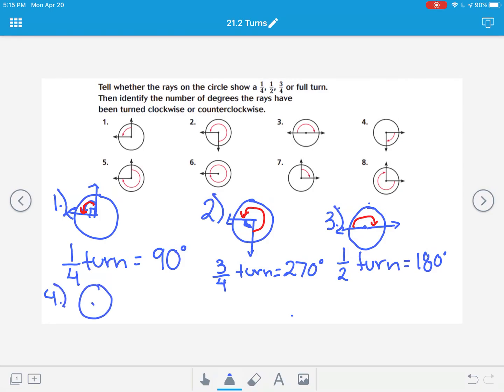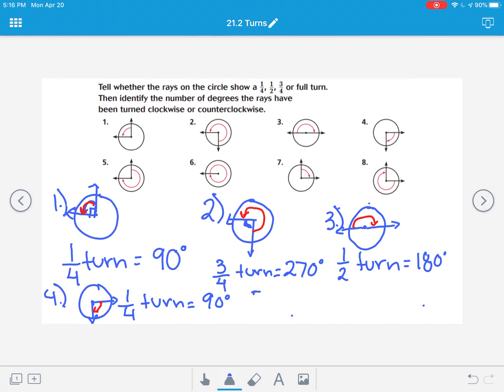Okay, number 4, I have my rays pointing out to the right and down, and the angle that is measured is starting from the right side, moving over to the left. All right, what measurement turn is that? Is that a quarter, a half, 3/4, or a full turn? That again is just a quarter, so I'll write down a quarter turn. A quarter turn equals 90 degrees.